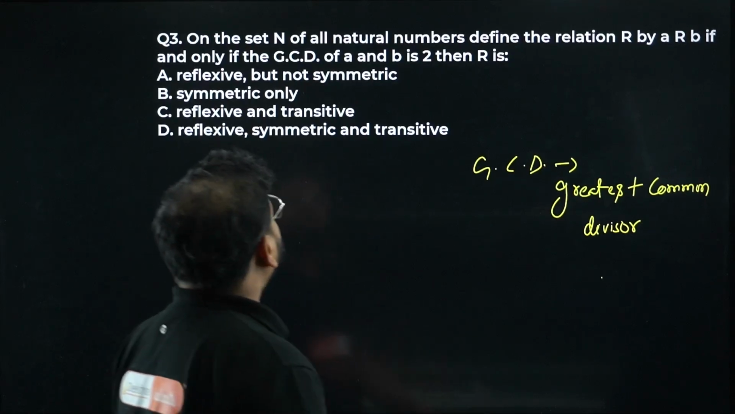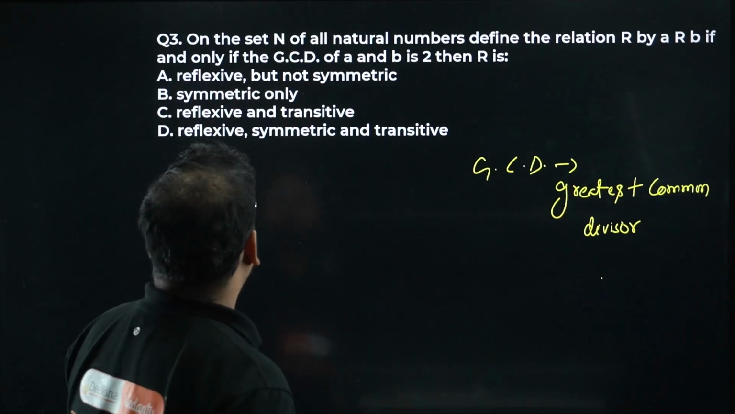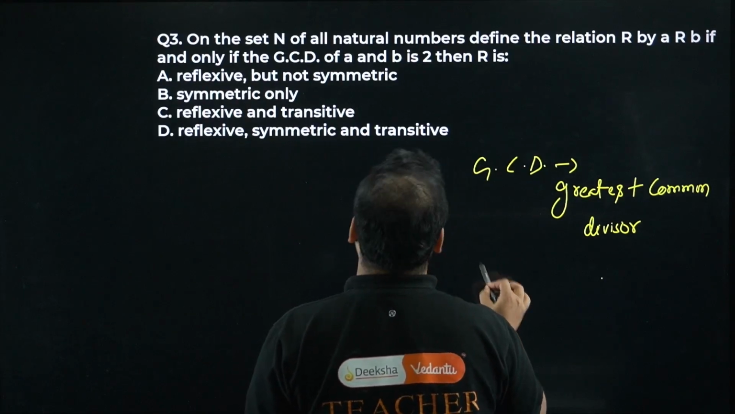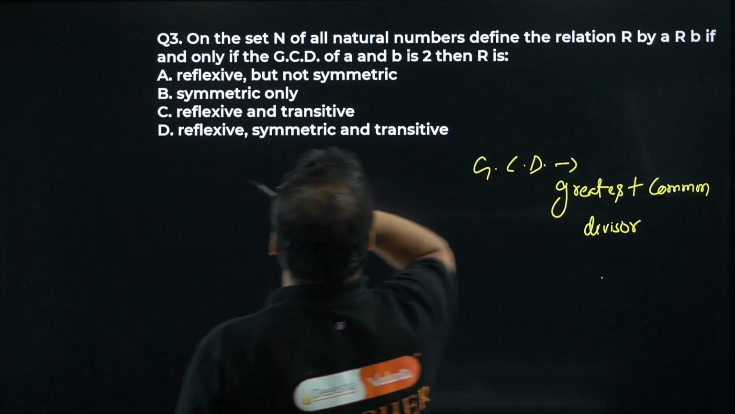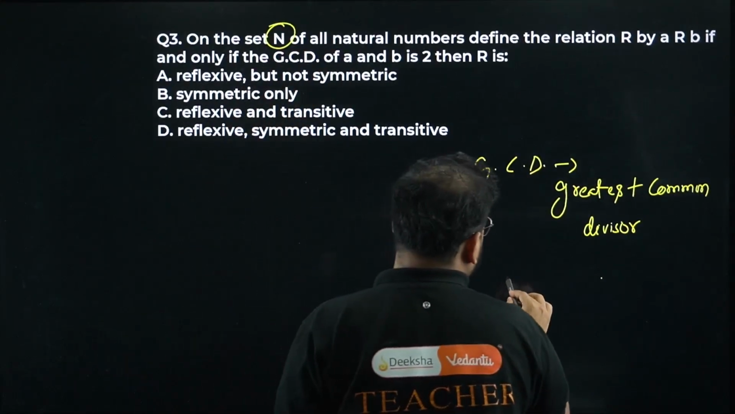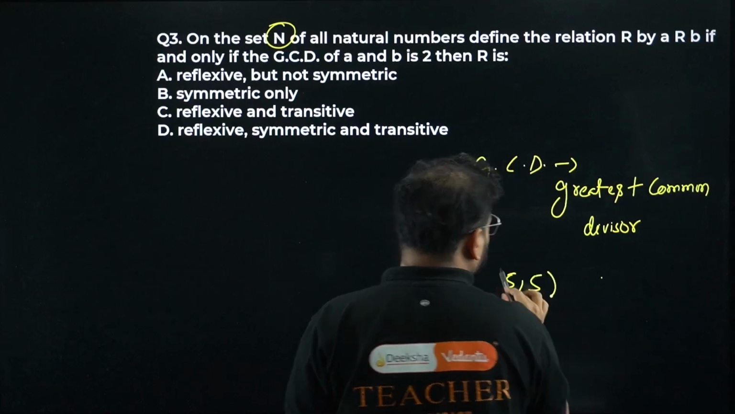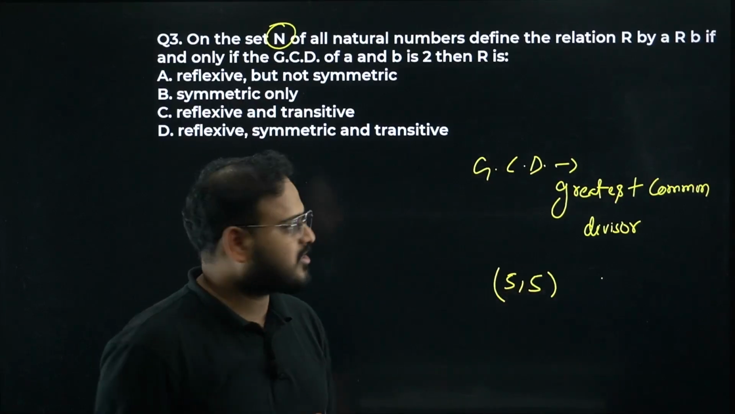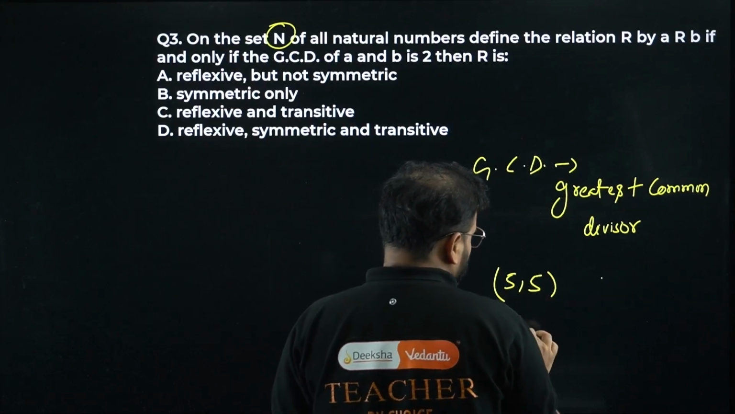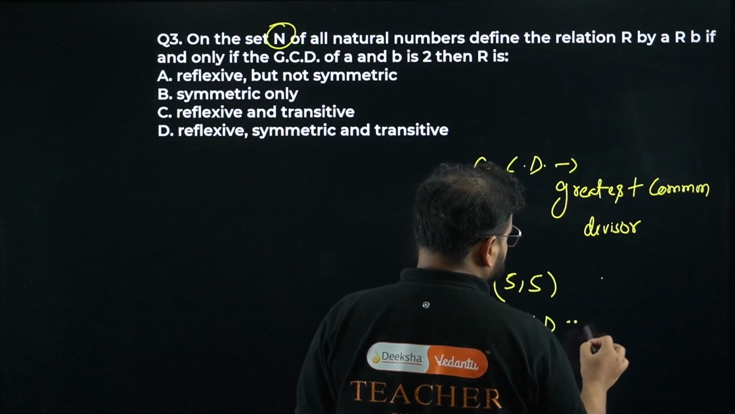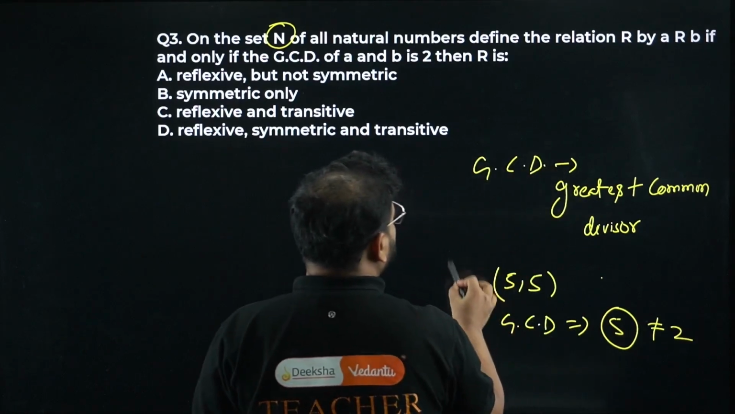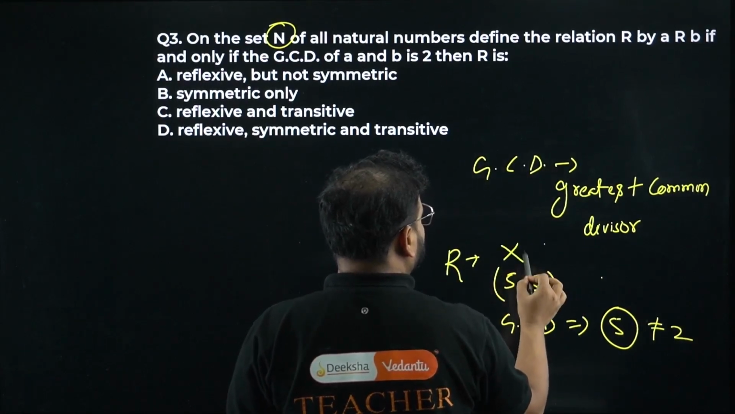Okay, so I'm looking for the ordered pair. Have a look. Can I check reflexive? It's defined on all natural numbers, the set N, meaning all natural numbers. I can take 5 and 5, right? 5 comma 5 is an ordered pair of natural numbers, so I can write 5 comma 5. The GCD here is 5, which is not equal to 2. It means reflexive is not possible.